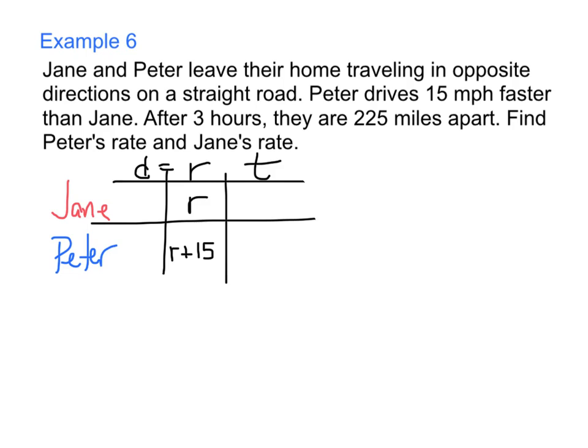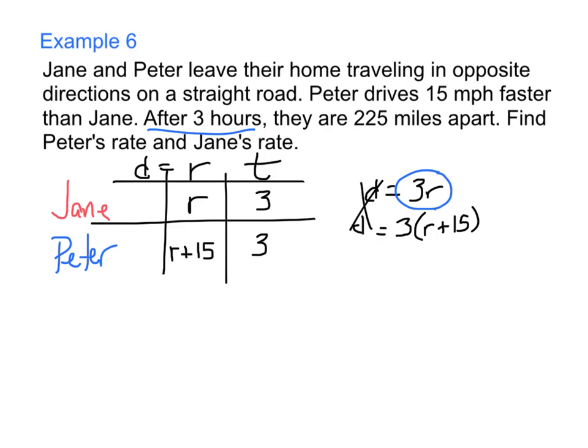Now the time. What do you think the time's going to be? It's a trick question. It says after 3 hours. They leave at the same time. So they've both been traveling 3 hours. So now we know distance equals rate times time. So we take R times 3. So that's 3R. Here we take 3 times R plus 15. And we don't need the D's right now. So what do we know? We know Jane has an expression of 3R, and Peter has an expression of 3 times R plus 15.